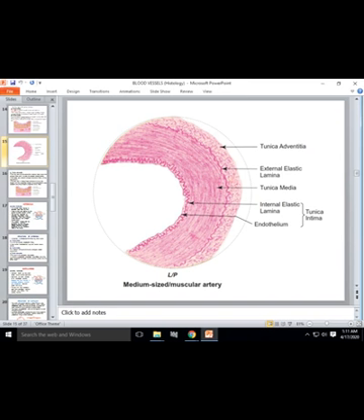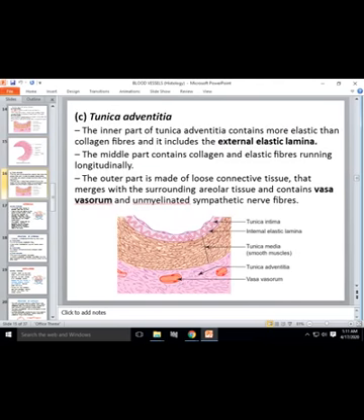This is a large power slide of the medium-sized or muscular artery. This is tunica intima, tunica media. It is thick in size, and the outer one is the tunica adventitia. Tunica adventitia of the medium-sized artery.